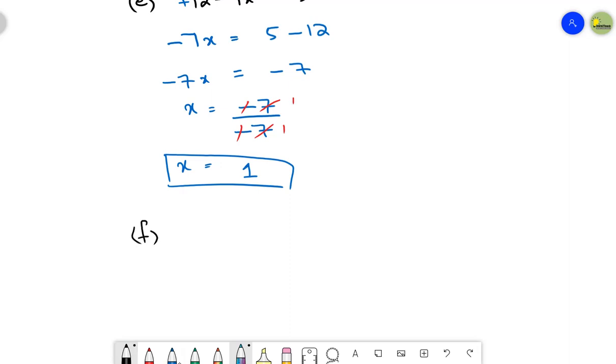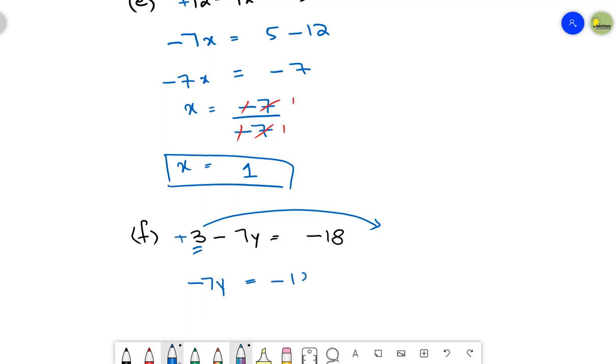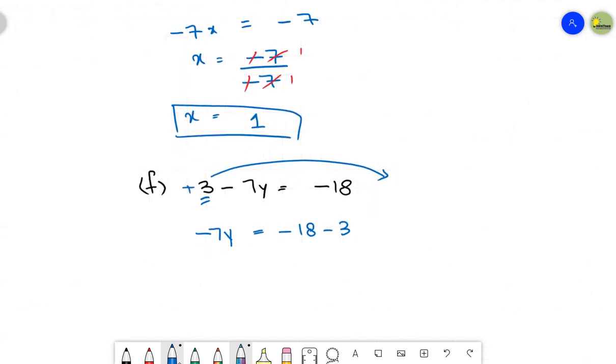That's it. Now we are moving towards part F. In part F, I have 3 minus 7y equals minus 18. So in this question, again, shift this 3 that is independent of the variable to the other side of the equation and keep minus 7y as it is. So plus 3 when shifted to the other side becomes minus 3. Minus 18 minus 3 becomes minus 21. Add the numbers and write down the minus sign. Why? Because 18 is the greater number and it has a minus sign with it. So minus 7y equals minus 21.